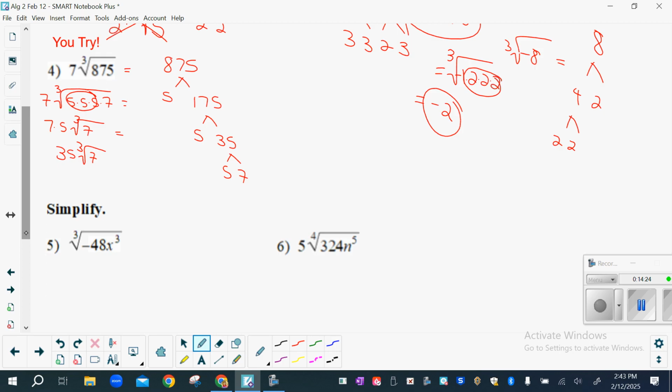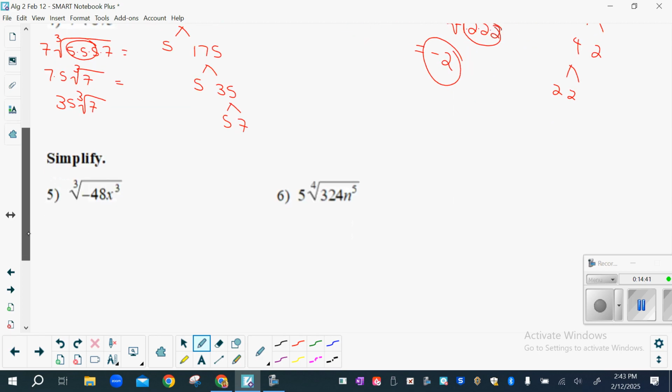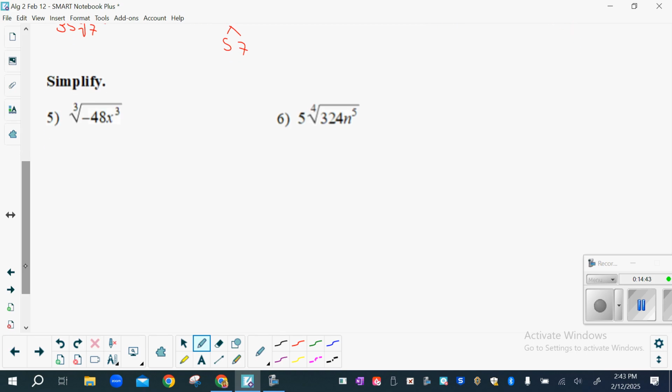Okay, so you should get a 35 times the cube root of 7. Questions on that before we move on to the next one? Because the next one gets a little harder. What's happening on the next one? There's variables, okay? So what's the number that goes into 48? This group back here. Good.